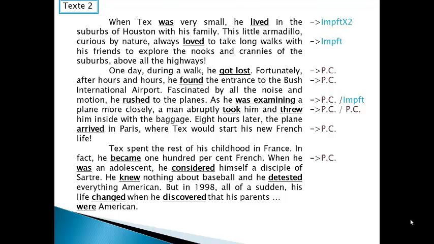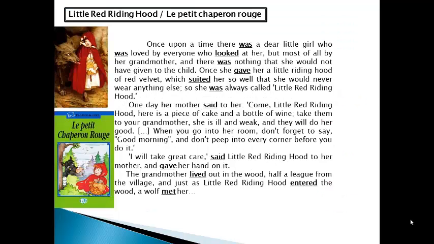When he was an adolescent, he considered himself a disciple of Sartre. Both of them are imparfait, right? It's a state. He knew nothing about baseball and he detested everything American. We're going to put imparfait, right? Both of them are state. But in 1998, all of a sudden, his life changed when he discovered, both of them passé composé, that his parents were American. Imparfait. All right, let's go for another one.